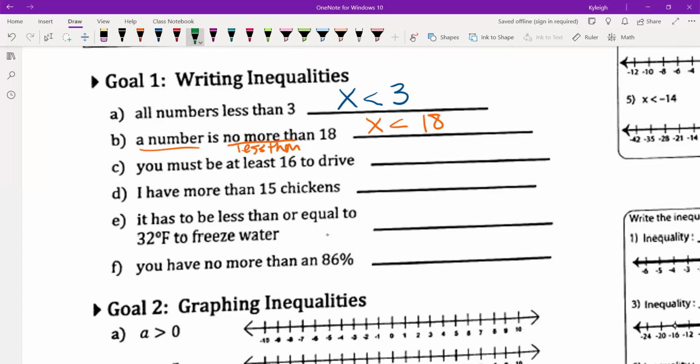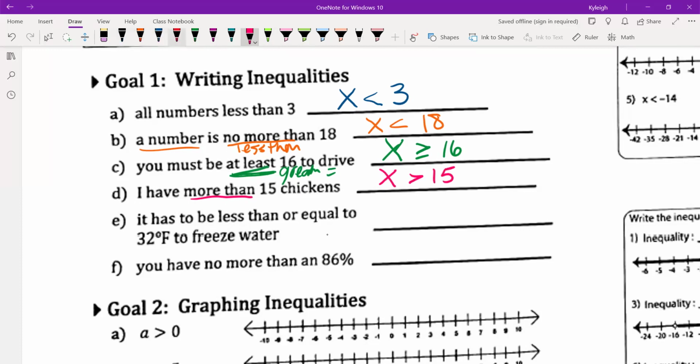If it has to be at least, means it's 16 or more. I have at least $16. So I have $16 or more. So this is greater than. Because it's at least, it could also be equal to. So you must be at least, so X has to be greater than or equal to 16 to drive. I have more than 15 chickens. So my chickens are more than 15.